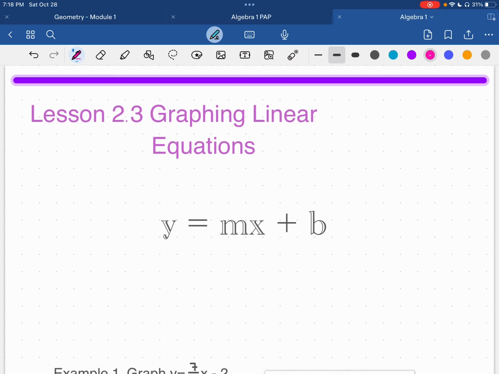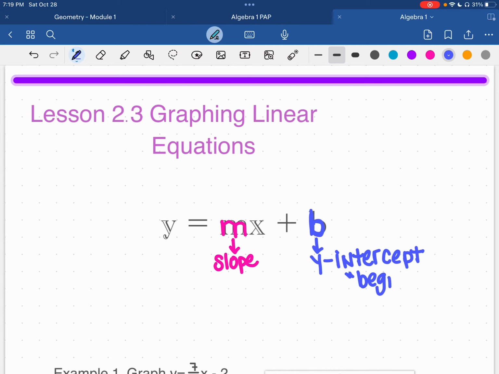We have been working in the last few lessons on the fact that this m value right here stands for the slope. So this, remember, is our slope. And this number right here, this b value, we've kind of seen it, but this b value stands for our y-intercept. And these are the two things that are going to help us to graph a line, okay? The y-intercept is where we begin, which is why I do believe that we use the letter b as our variable for our y-intercept. And our slope tells us how to move.